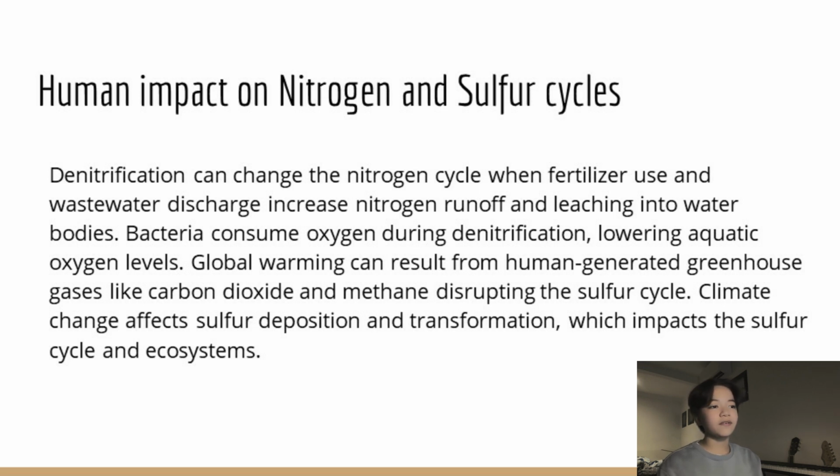Global warming can affect the sulfur cycle through human activities that change the planet's climate by releasing enormous quantities of greenhouse gases in the atmosphere, including carbon dioxide and methane. The sulfur cycle and its effects on ecosystems can shift due to climatic changes in sulfur deposition and transformation rates.